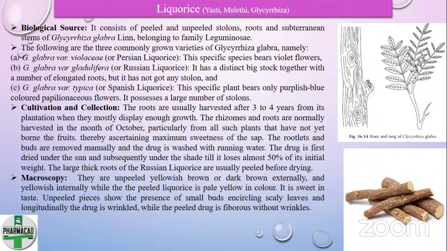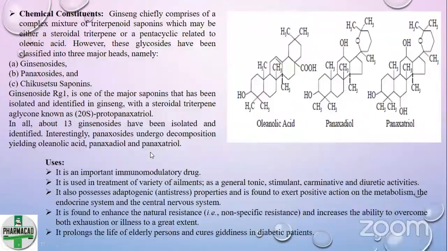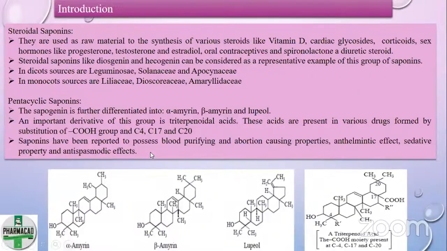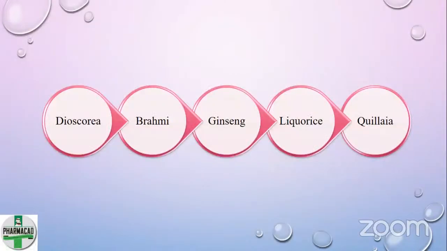So last lecture, we had completed a few of the saponin glycoside drugs. Let me go back to our first slide of saponin glycosides. We had decided we'll be studying 5 drugs, that is Dioscorea, Brahmi, ginseng, licorice and quillaja. Out of these, we have already completed the first 3 drugs, and today we plan to complete the rest of the 2 drugs, that is licorice and quillaja.